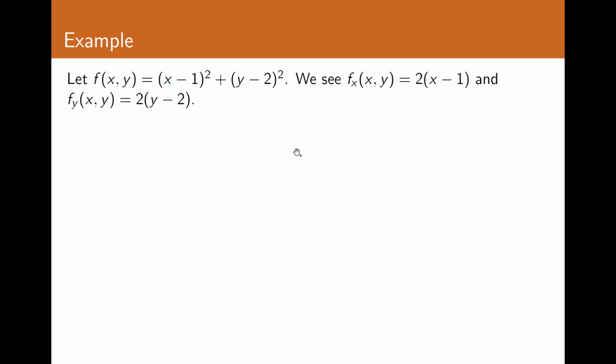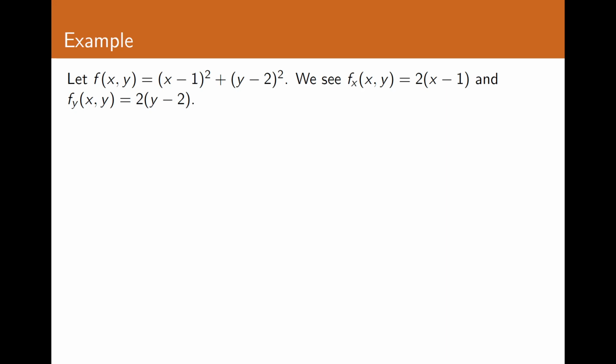So let's look at some examples. So this one's fairly straightforward because we have everything basically factored out here. So if we look at the function that consists of (x minus 1) squared plus (y minus 2) squared, partial derivative is nice and easy to take from the form of our function. So the partial derivative with respect to x is just 2 times (x minus 1), and the partial derivative with respect to y is 2 times (y minus 2).